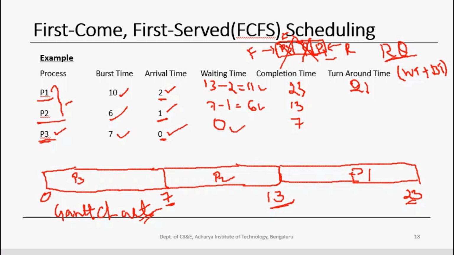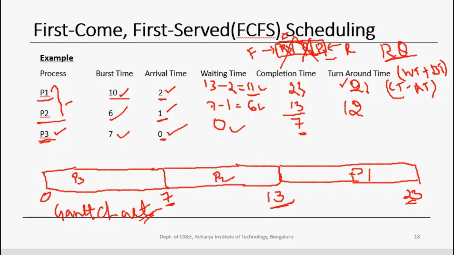Here what we have done, we have subtracted the arrival time from the completion time or the finishing time. Both will give us the same value. So what is the waiting time of P1? Waiting time of P1 is 11. Burst time is 10. If you add, you will get 21. Similarly, what is the turnaround time of P2? Completion time is 13 and what is its arrival time? That is 1. So therefore, its turnaround time is 12.